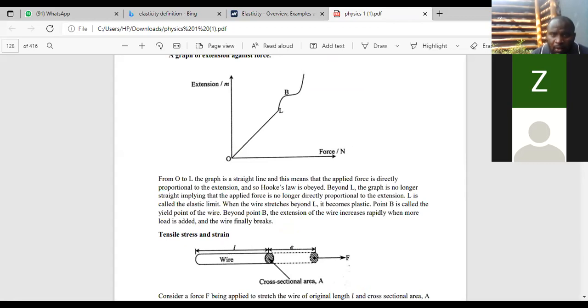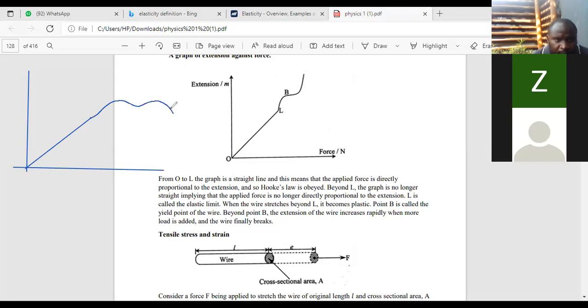Yes, teacher. Okay, let me sketch the graph. This one, discard it. I will send you a better graph from the notes. So, I was saying if we have a graph like this one, and this graph has a shape of this kind, this is force, this is extension.